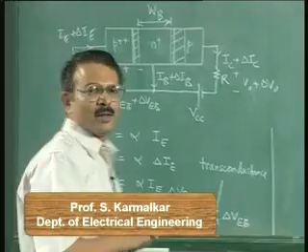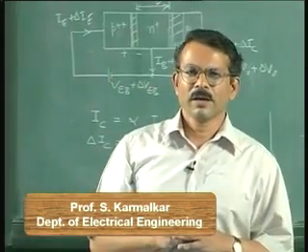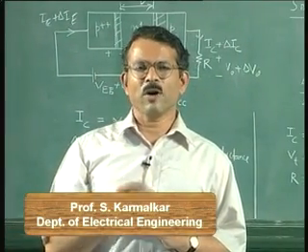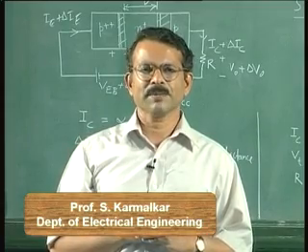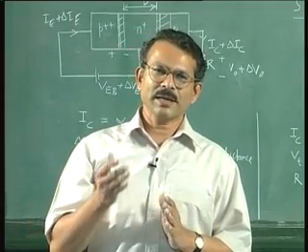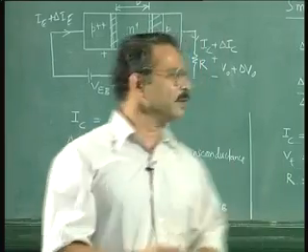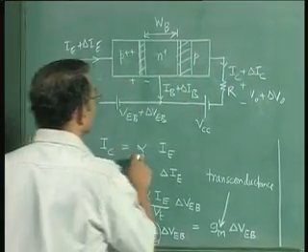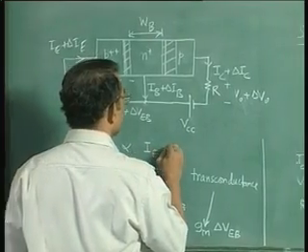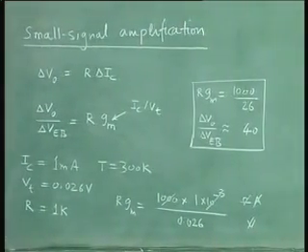Now this is where we make use of another result that we obtained in the previous lecture, that even if the collector base junction is reverse biased, the transistor action is not seriously affected, and we can still write IC is equal to alpha times IE, except that there is going to be a small current ICO.